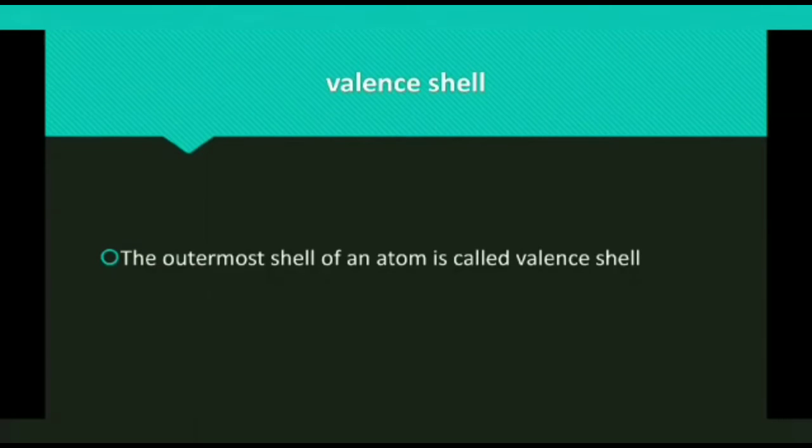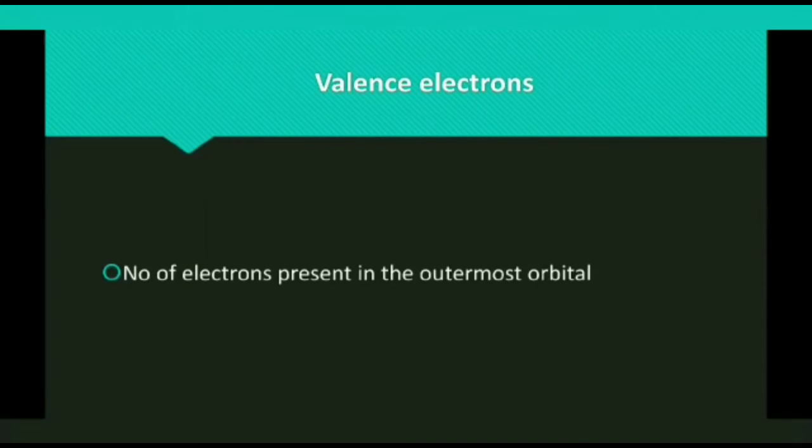First of all, what is the valence shell? The valence shell means the outermost shell of an atom. Next, valence electrons. What are valence electrons? The number of electrons present in the outermost orbital is the valence electrons.